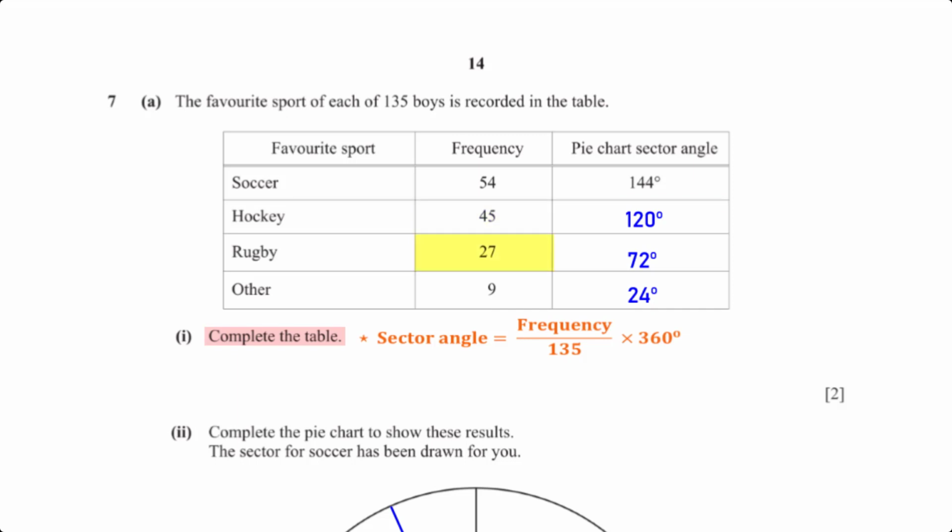For rugby, we have 27 over 135 times 360 degrees, which is equal to 72 degrees. And for other, we have 9 over 135 times 360 degrees, which is equal to 24 degrees.